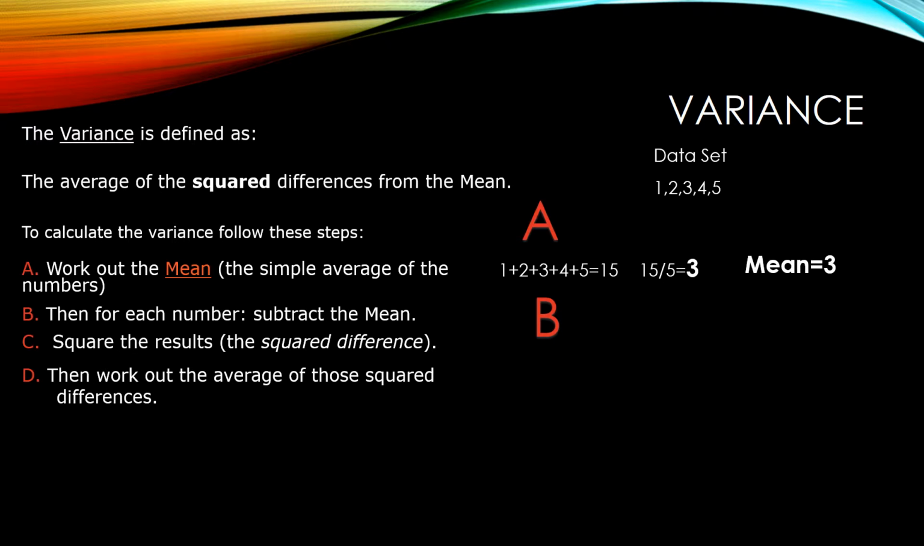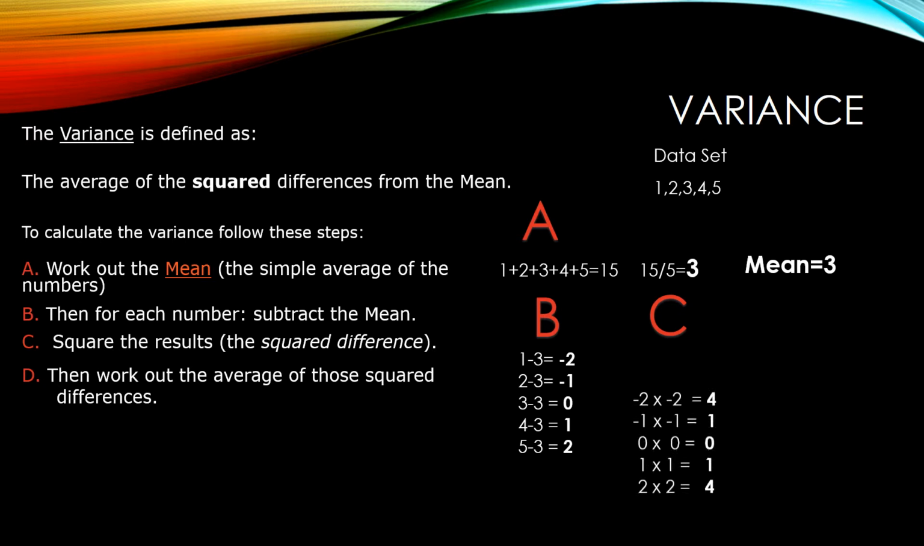Step B, for each of the numbers in our data set, we're going to subtract the mean of 3. So this is our data set. We had a 1, a 2, a 3, a 4, and a 5. For each one of those, we're going to say, hey, 1 minus 3, that equals negative 2. 2 minus 3 equals negative 1, and so on and so on. And then we're going to hold on to these answers that I've bolded here in B, because we're going to use those in step C, where we square those results.